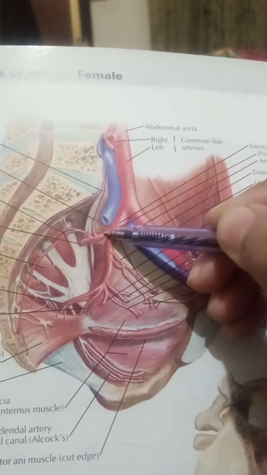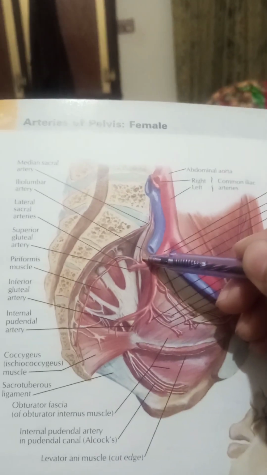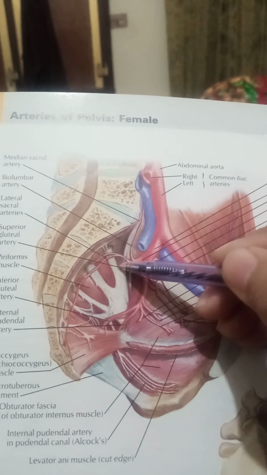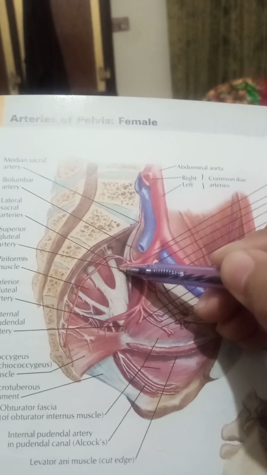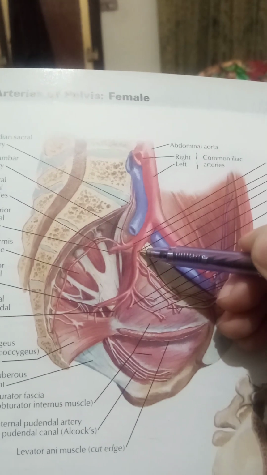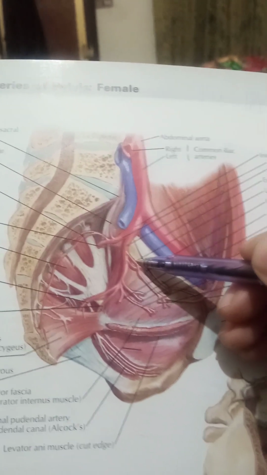Posterior division of the internal iliac artery gives the iliolumbar artery, lateral sacral artery, and continues as the superior gluteal artery. This anterior division gives rise to one branch, umbilical artery.